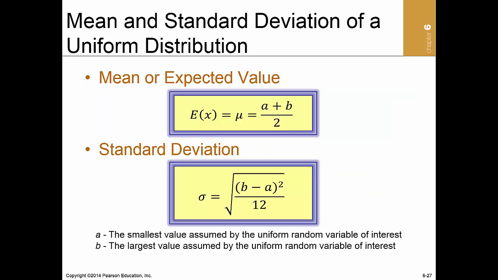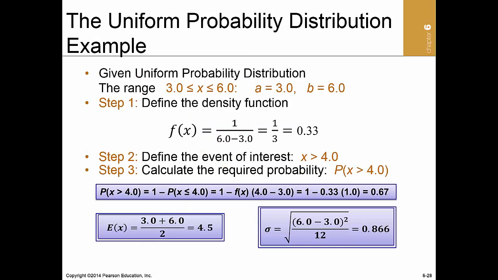Like the normal distribution, the uniform distribution can be further described by specifying the mean and the standard deviation. The mean mu is computed by taking the average of a and b. The standard deviation is computed by squaring the difference between a and b, dividing by 12, and taking the square root of the result.